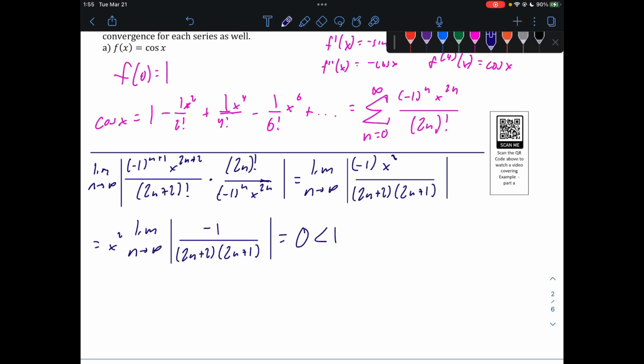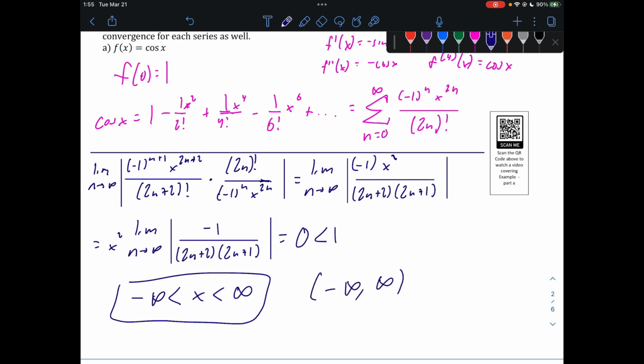And that will be true for any value of x; it will give us a ratio value of less than 1. If it's 0, the answer is always 0. Any value of x will work here. Therefore, our interval of convergence is all real numbers, or if you want to write it in interval notation, like that. Since this will always be less than 1, there's nothing we can do to change that. That means any answer will work just fine.